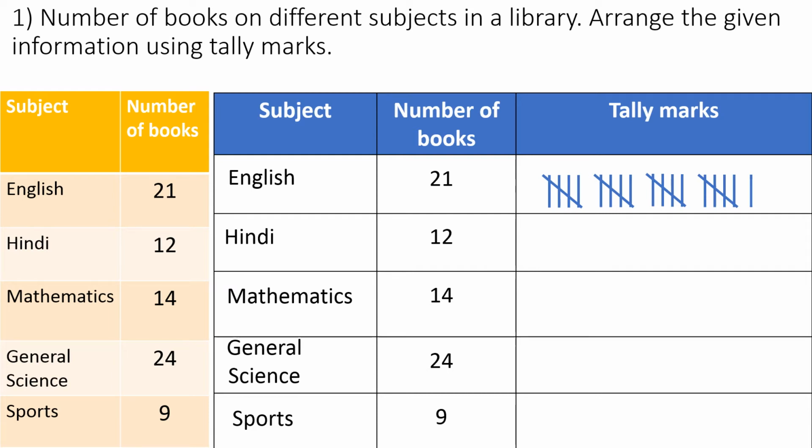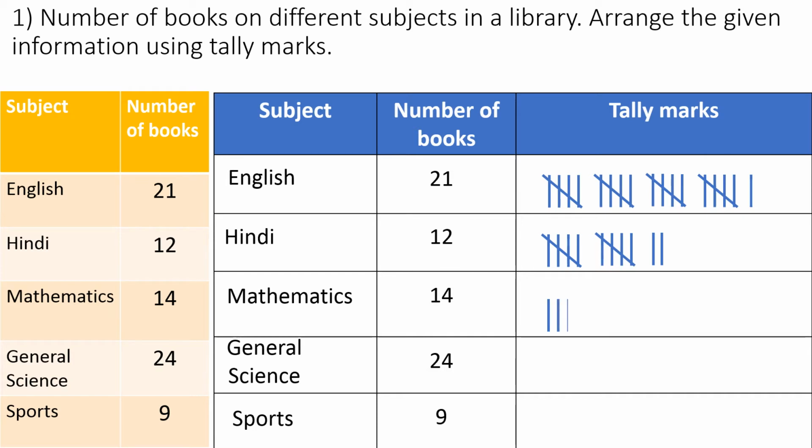For Hindi, we have 12 books. So make 12 lines. Let's count. 1, 2, 3, 4. Cross fifth line. 6, 7, 8, 9. Cross line for 10. Then 11 and 12. For mathematics, we have 14 books. So mark 14 lines. Let's count.